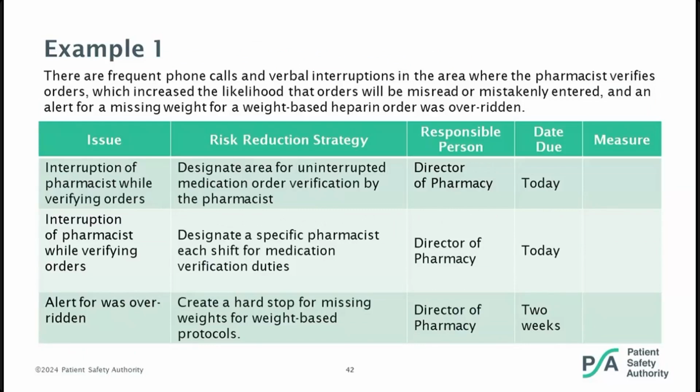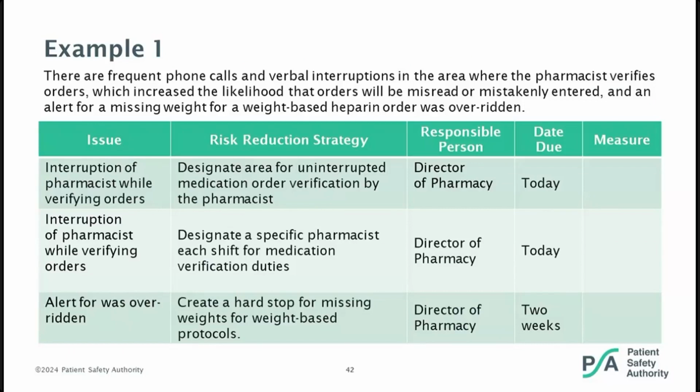Let's look at some other examples. So, example number 1. There's frequent phone calls and verbal interruptions in the area where the pharmacist verifies orders, which increase the likelihood that orders will be misread or mistakenly entered, and an alert for a missing weight for a weight-based heparin order was overridden.